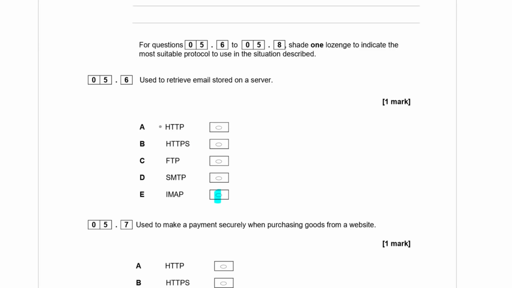But the A here stands for access. This is Internet Message Access Protocol. So the A is access, which is all about retrieving email. So that's what gives it away.